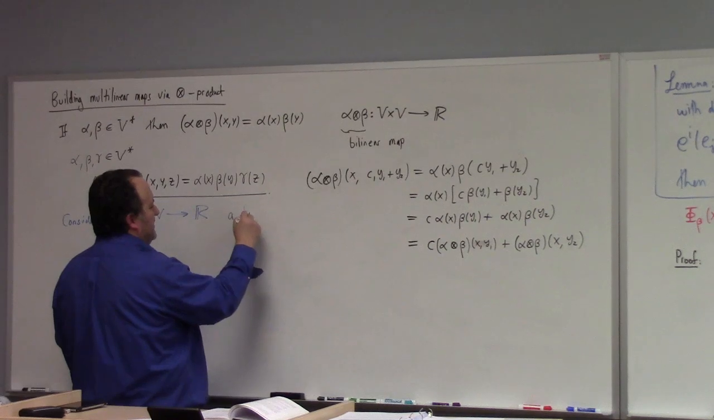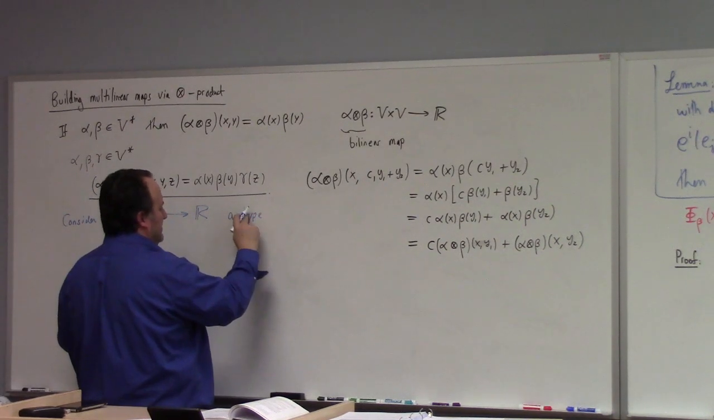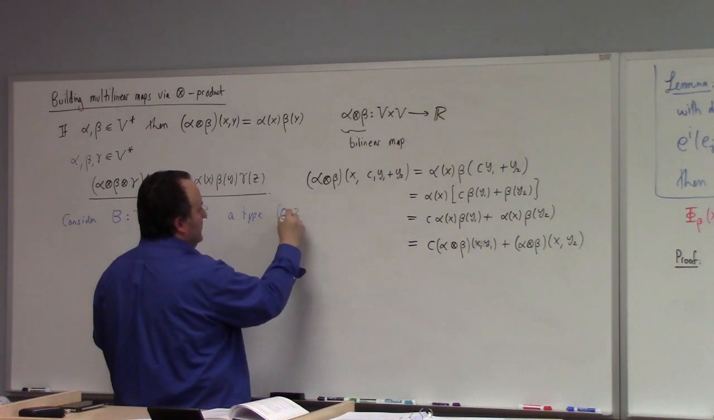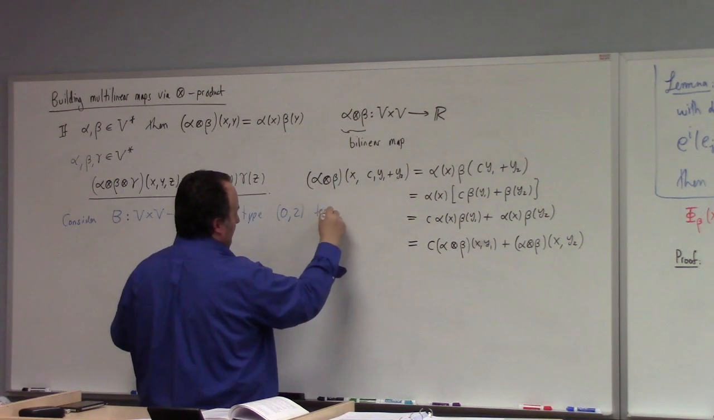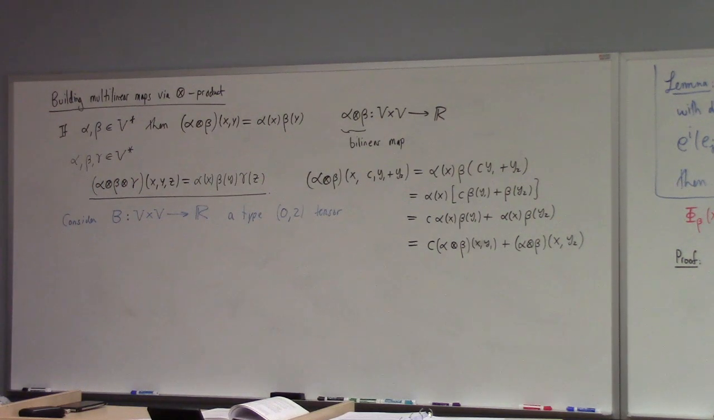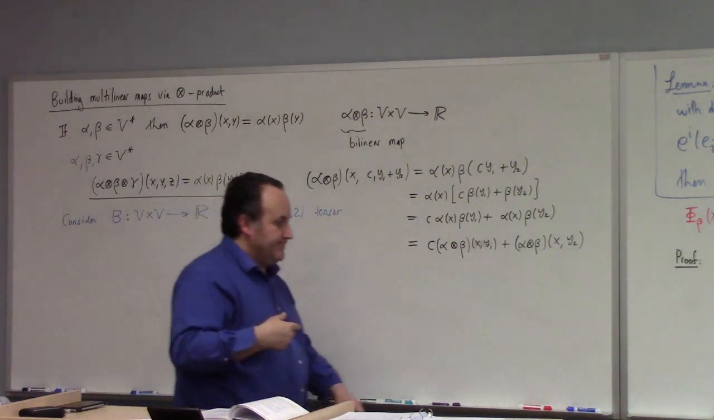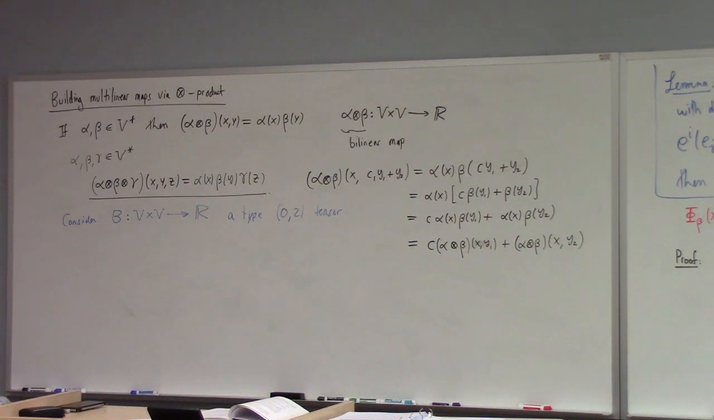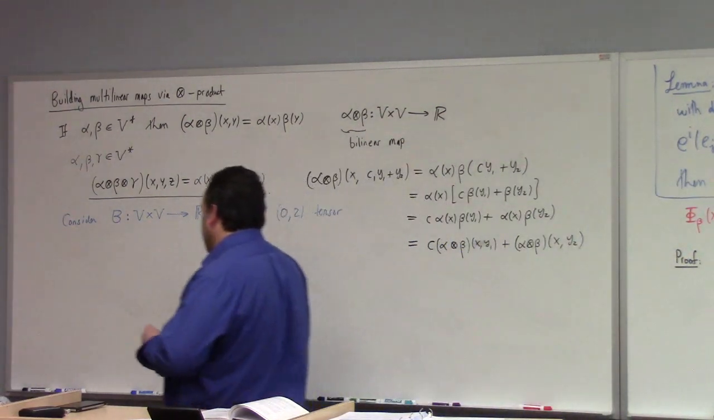Which in our current language is a type what tensor? Type 0, 2 tensor, I believe. Right. If 0, 1 is a dual vector, this is kind of like putting 2 dual vectors together in the tensor sense. 0, 2: no input is a dual vector, both inputs are vectors. All right, great.